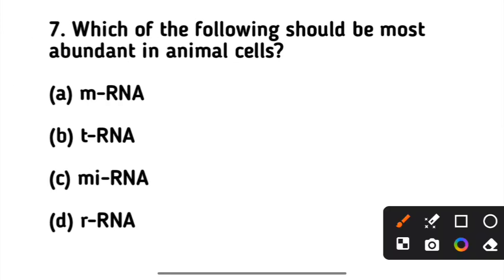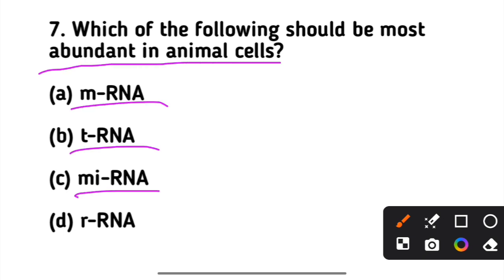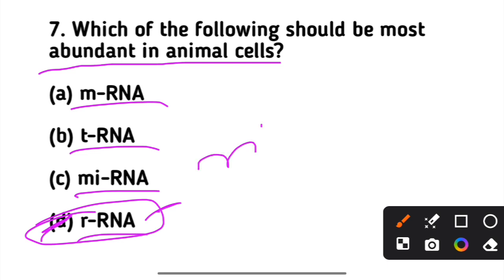Which of the following should be most abundant in animal cell? mRNA, tRNA, miRNA, and rRNA, microRNA, ribosomal rRNA. Option D is correct. rRNA. rRNA जो है ये forms core of ribosome. rRNA forms core of ribosome and इसका वर्क जो है also essential for protein synthesis.